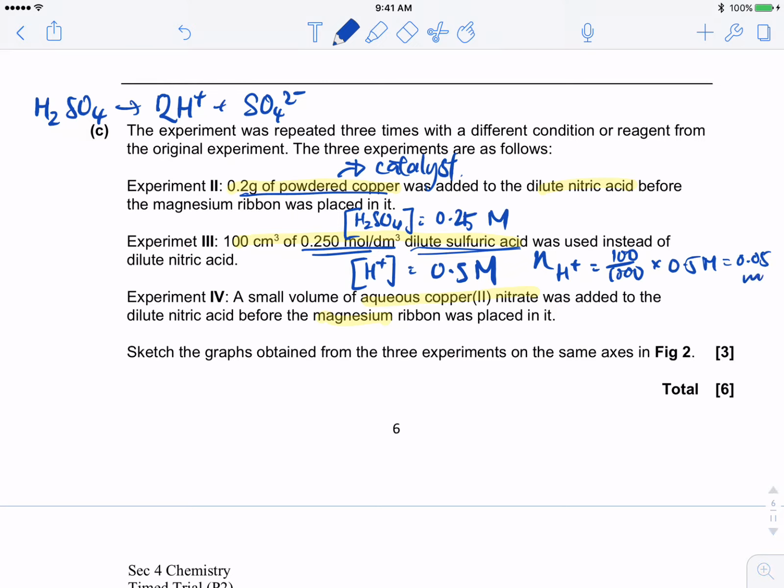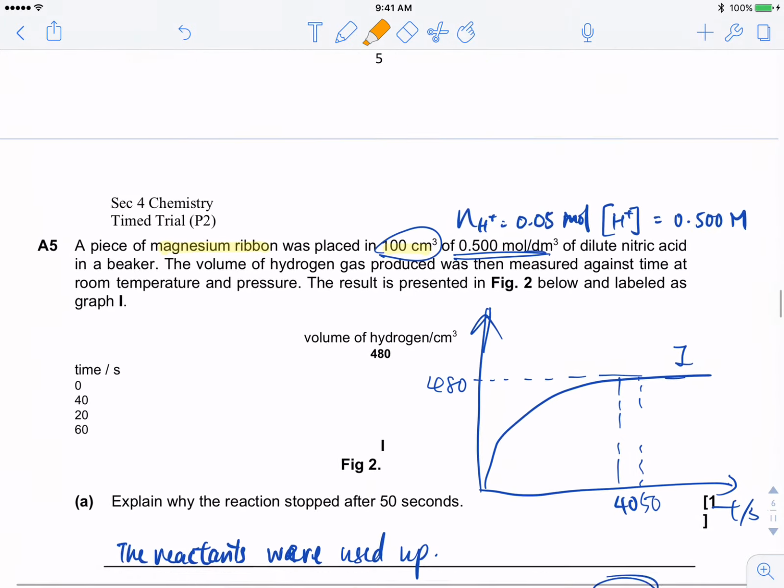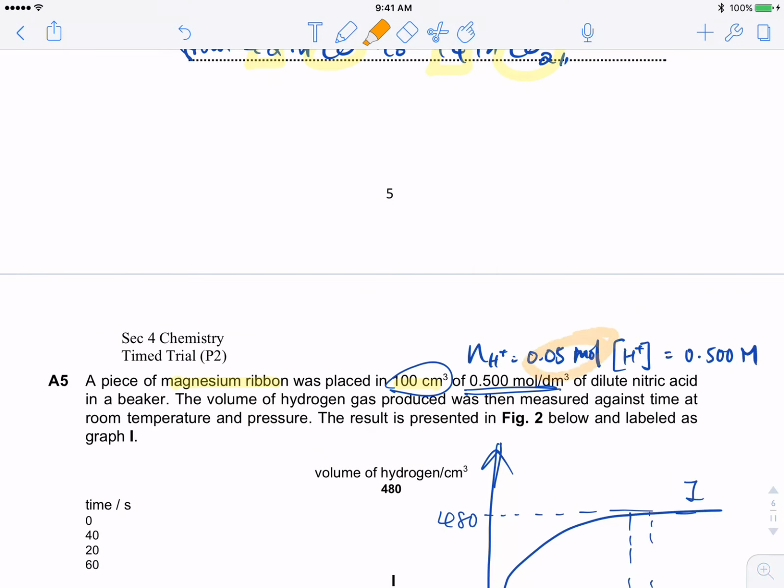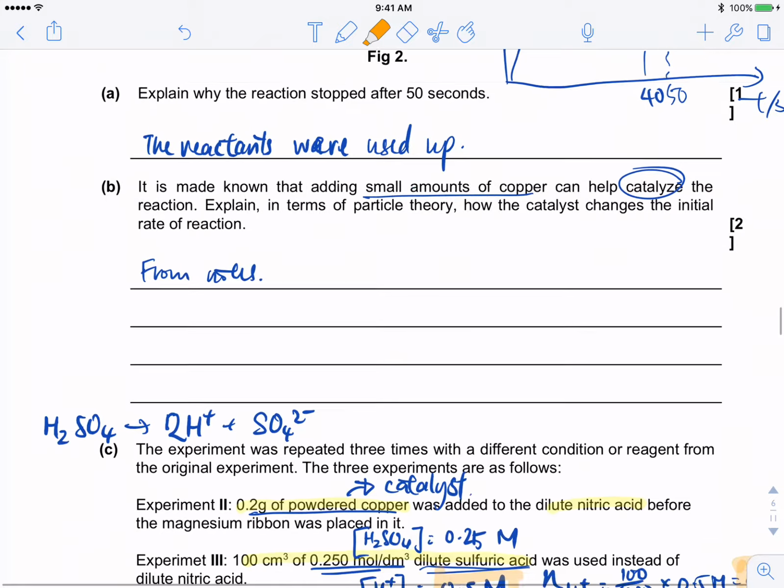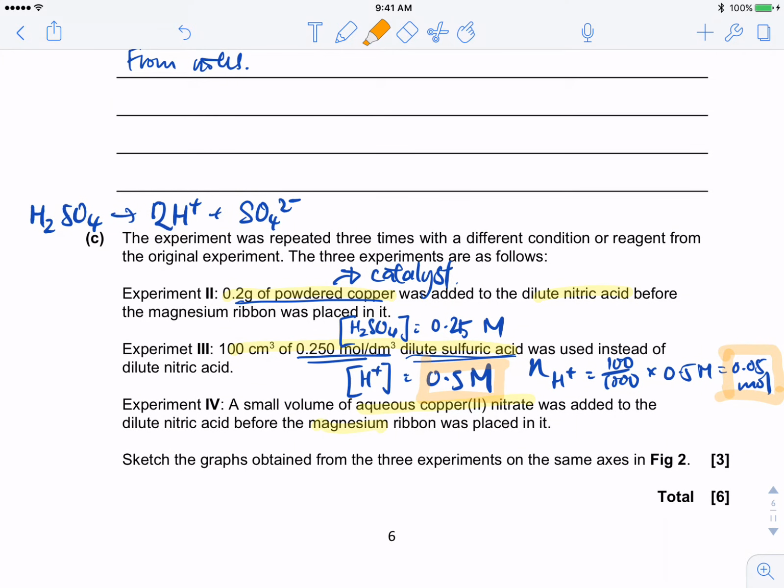0.05 moles. Okay, so you see that, let me change the color here. See that here the concentration is the same, the number of moles is the same as over here. So there's actually no change in concentration, no change in number of moles. So here I will write no change. Here is catalyst.